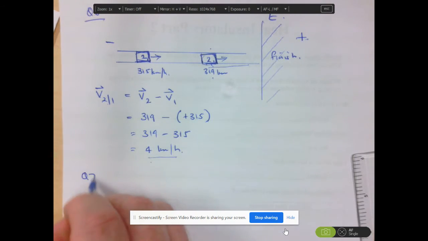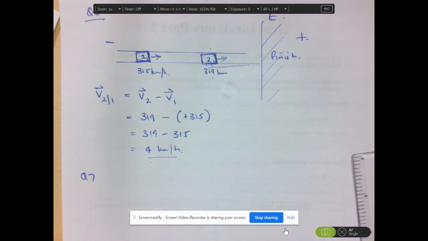Question 7, Alyssa is running across a soccer field at 6 meters per second, and she's doing it in the north, so that's 6 meters per second, and that's her. She then kicks a soccer ball to another player and continues running with the same velocity. The ball travels at 20 meters per second east, so the ball is going at 20 meters per second east.